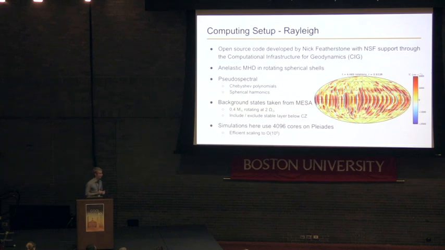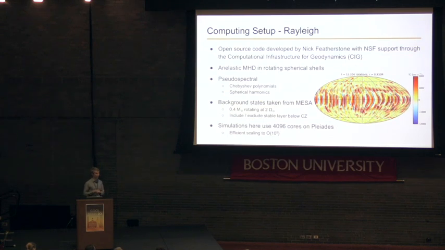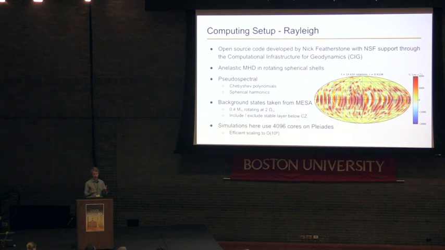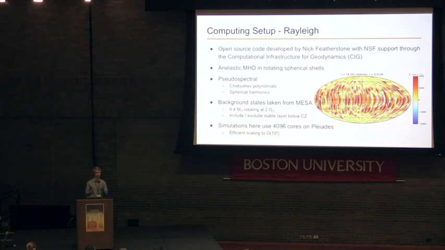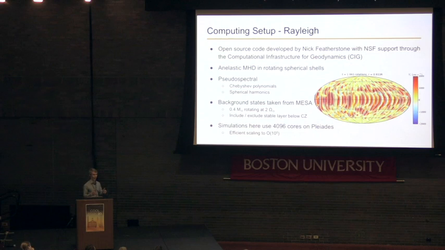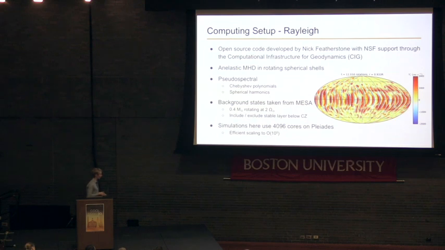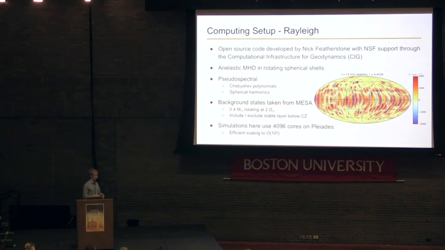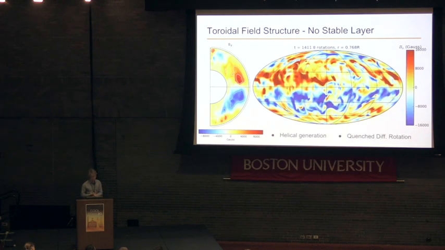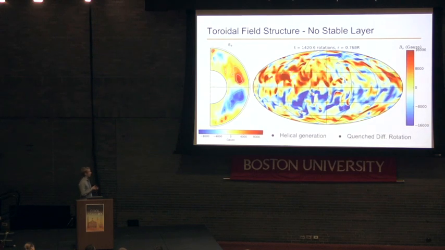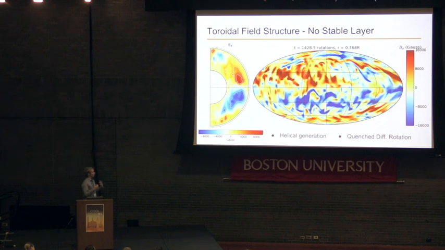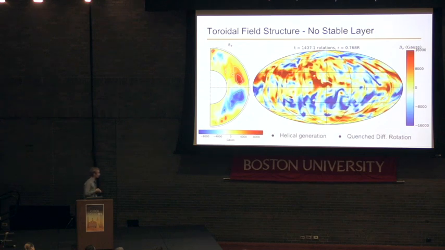And the only difference between the two simulations I'll be showing you is that in the first one, I cut the simulation off at the bottom of the convection zone, and in the second, I included about 7% of the radius of the star worth of radiative zone below it. And these simulations were done on Pleiades. Thank you, NASA. So this is for the first simulation that has no Tachocline.